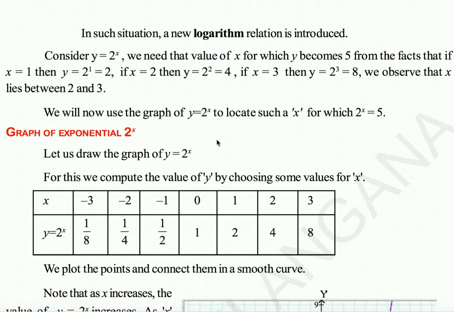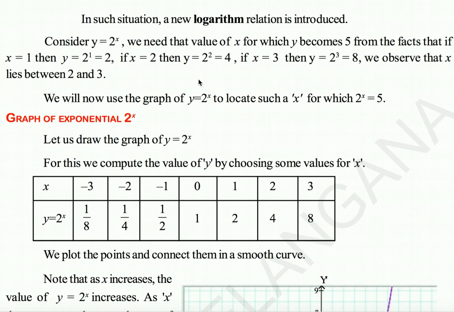Okay. In such a situation, a new logarithm relation is introduced. Consider y equal to 2 power x. We need the value of x for which y becomes 5. We know that if x equal to 1, then y equal to 2. If x equal to 2, y equal to 4. If x equal to 3, y equal to 8. So it must lie between 2 and 3. We observe that x lies between 2 and 3.